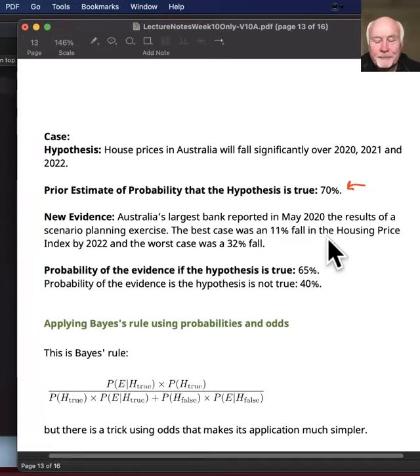Okay. So here's what we've got to ask ourselves. How probable is this evidence, this report, if our prior belief about the hypothesis that house prices are going to fall is true? So in this case, we'll say, okay, we'll give that 65%. So remember this 70% here, this is our belief about what's going to happen to house prices. It's our belief they're going to fall. This is something completely different in a way. This is our belief that the bank would have come up with those results if this hypothesis were true.